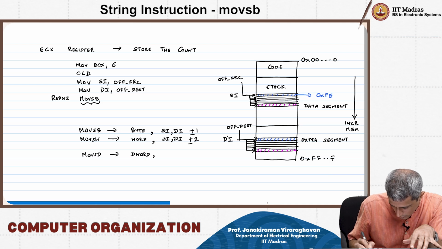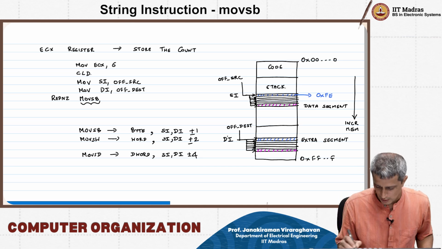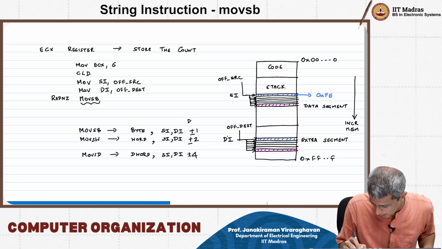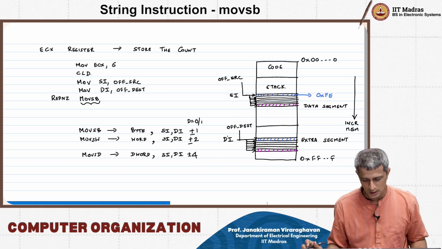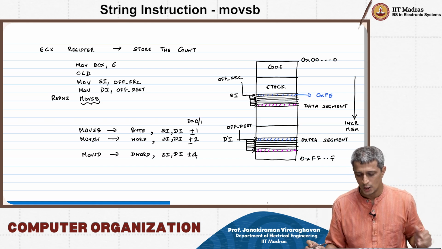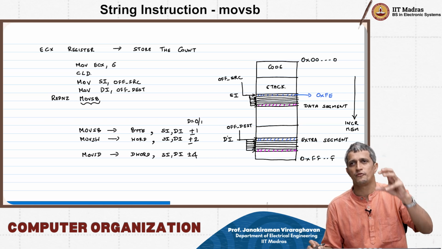SI and DI will increment or decrement by 4 depending on the direction flag. Of course, this is D equal to 0 or 1, the direction flag, right? So, depending on that, you will do this. So, if you want to move chunks of memory, right?